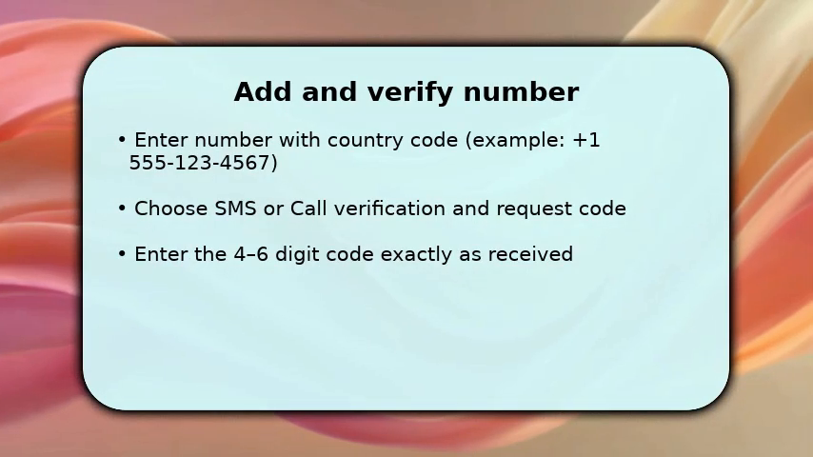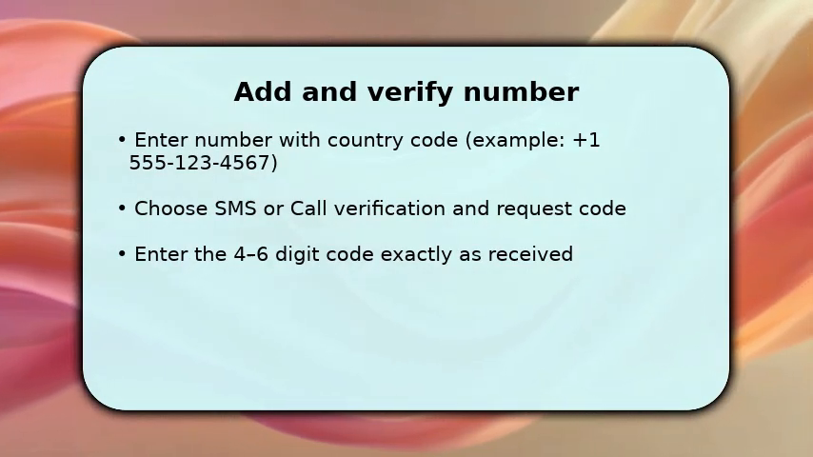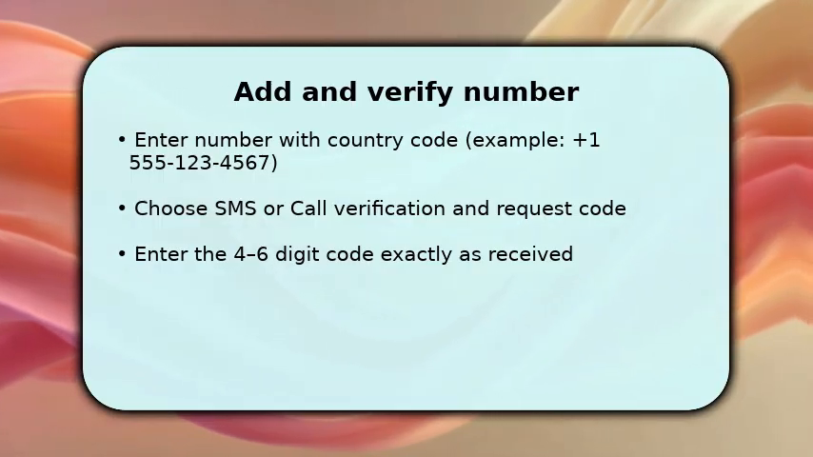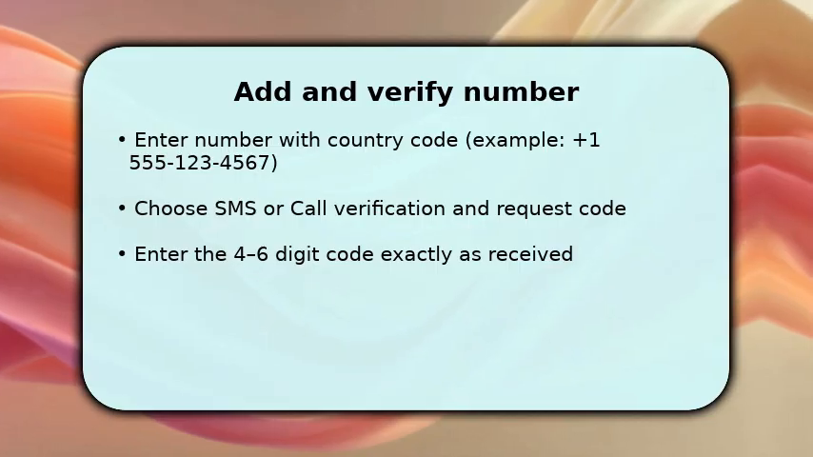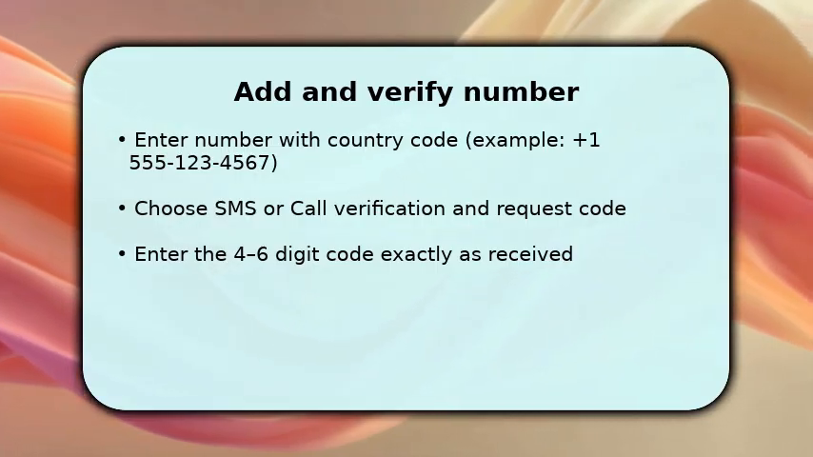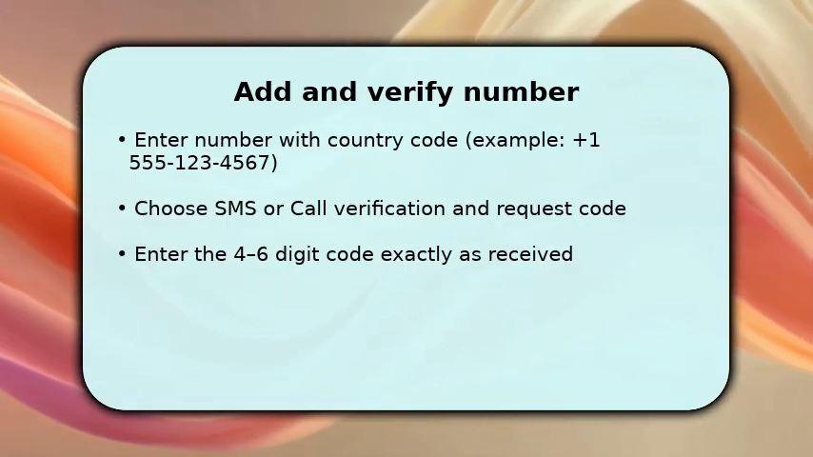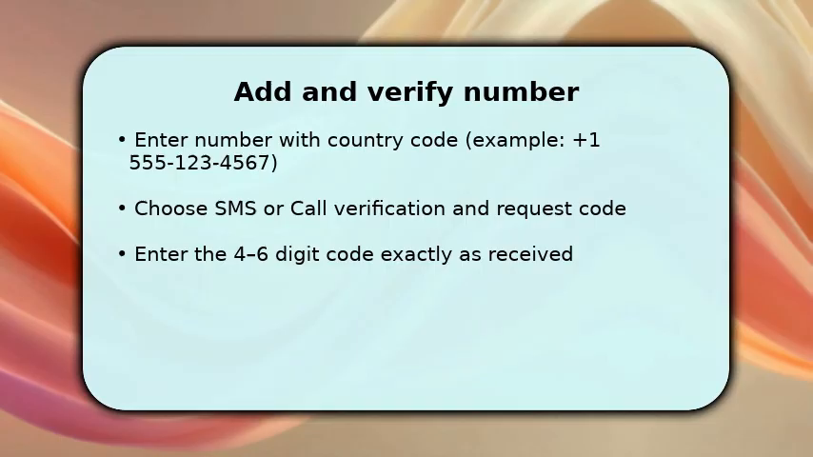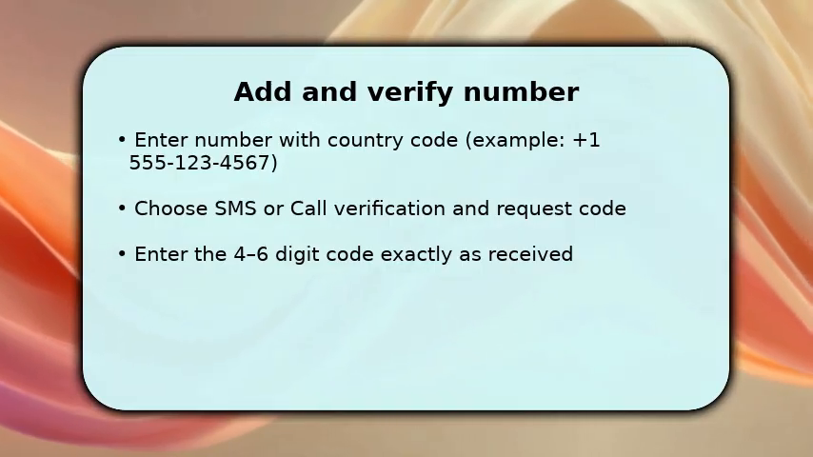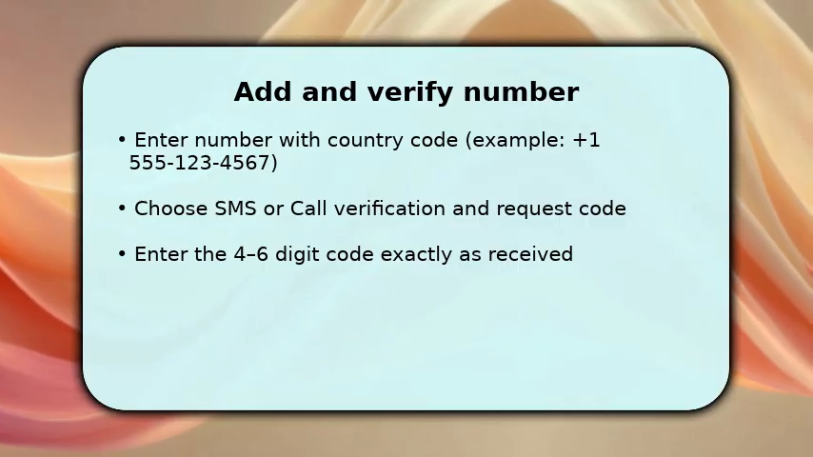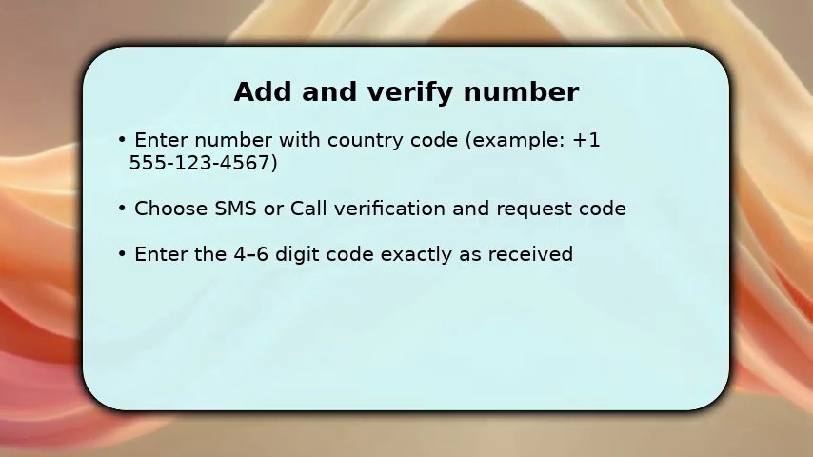Now you add and verify the number. Type the full number with country code, for example +1 before US numbers, and select SMS or call for the code. Once you request the code, watch for a 4 to 6 digit message. SMS is fastest, call is fallback. Enter the code immediately and submit. If it fails, re-request after waiting a minute, since rapid requests can block delivery. This step proves you control the number and links it to your account.